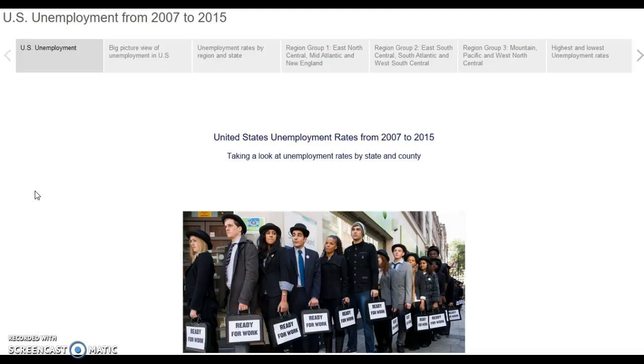The data set that I used for this visualization I got from the Bureau of Labor Statistics and also the USDA Economic Research Service.